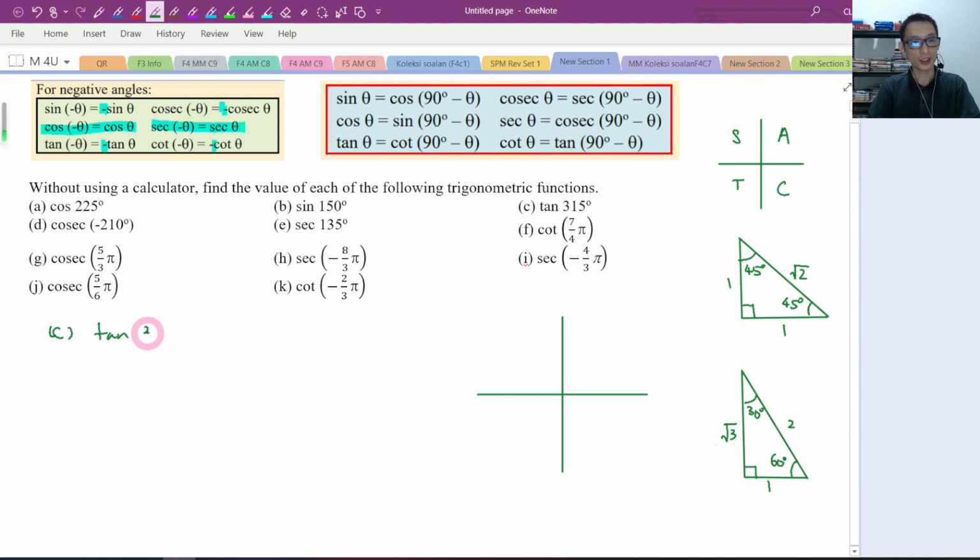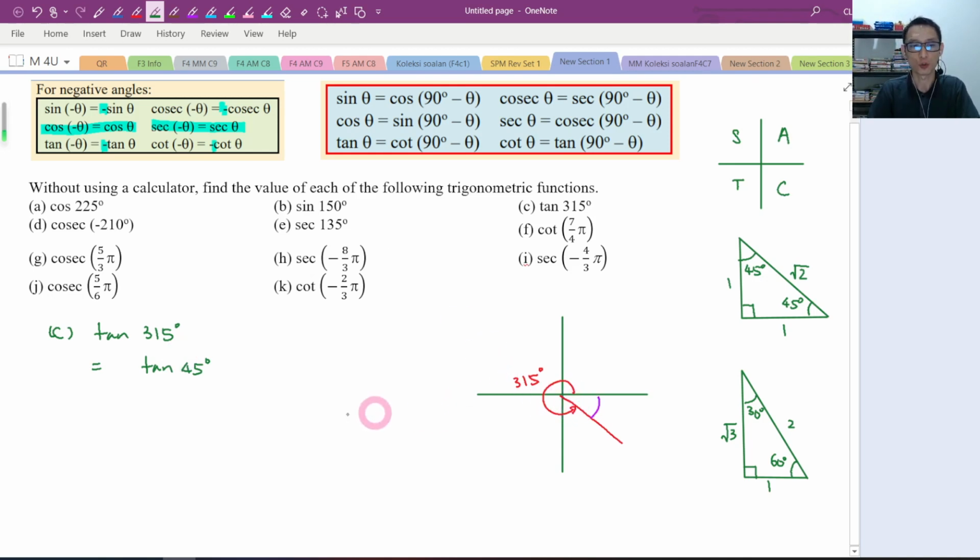Let's go to part C. Tangent 315 degree. Okay, first draw the angle, sketch a diagram as we did just now. 315 degrees somewhere over here. Stop here. This is 315 degree. How do we get the reference angle, which is over here? We take 360 degree minus 315 degree, which will give you 45 degree. So I will change it to tangent 45 degree. This is the reference angle. The reference angle will always be an acute angle.